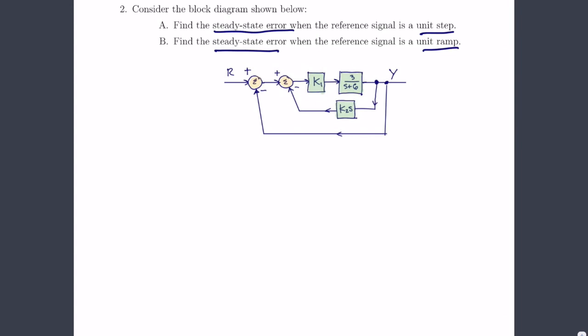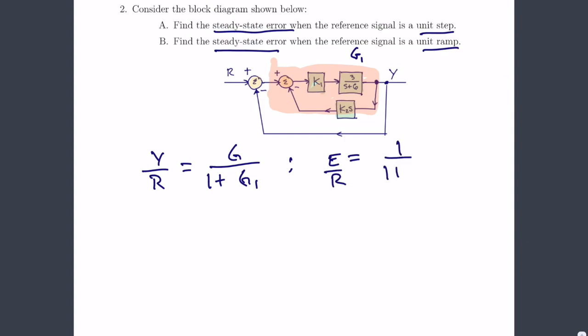Okay, so we look at the system and we notice there's going to be 2 loops, all right? So here's an inner loop, and we could call that G1. Once we had G1, then the closed loop transfer function is going to be G1 over 1 plus G1. And we could also get the closed loop error transfer function, E over R, which would be 1 over 1 plus G1. Okay, so we just need to find G1.